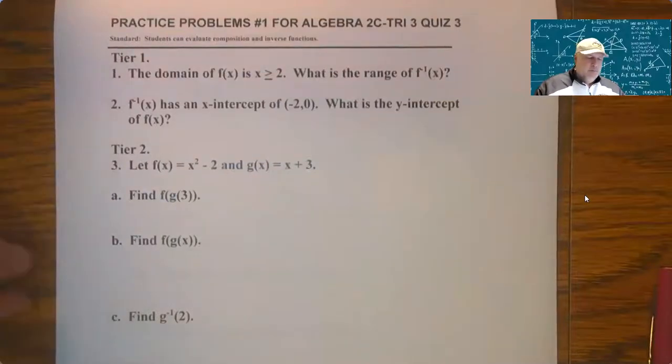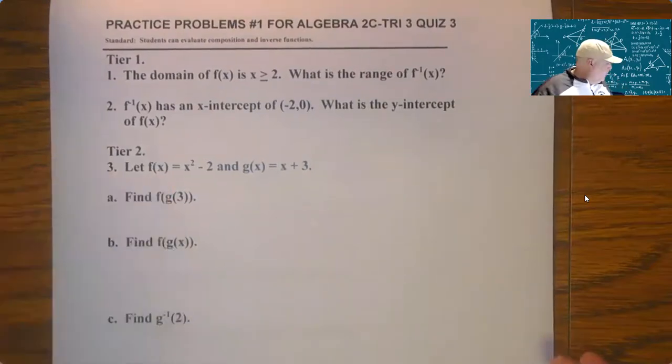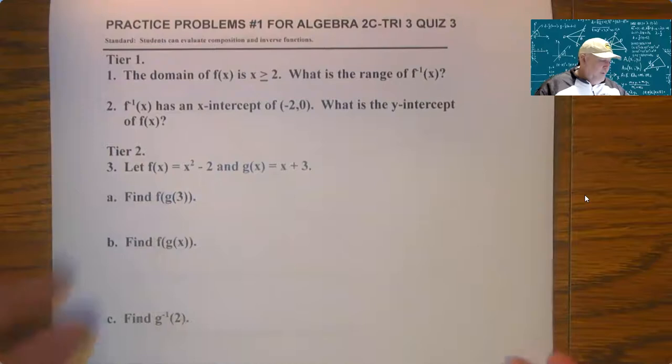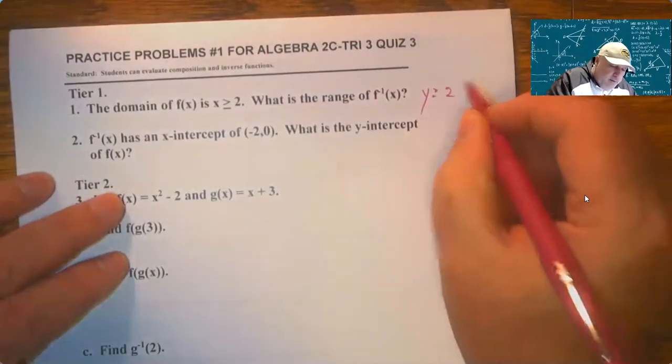These are the solutions for the first practice quiz for quiz 3 in the third trimester of Algebra 2C. Problems 1 and 2 are just about finding the property on the inverse function or vice versa. This just involves a simple switch of variable. So x is greater than or equal to 2 will go to y is greater than or equal to 2.